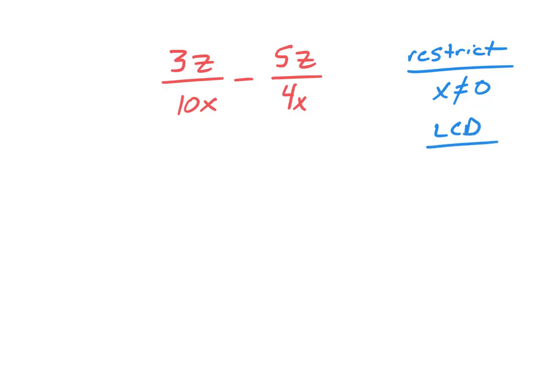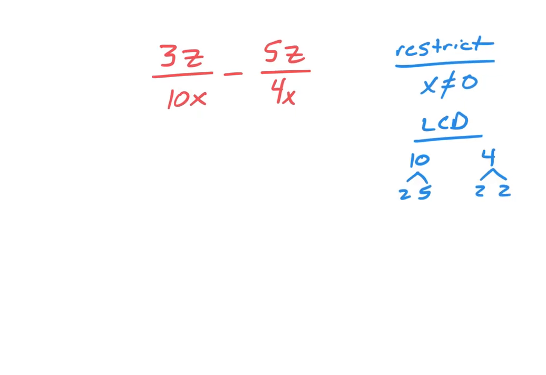The other thing we have to do is decide what our LCD is going to be. Do you want me to show you the prime factorization way of doing the LCD, or do you want to stick with just finding factors? I'll show you this one and you can decide. What does 10 break into? 5 and 2. What does 4 break into? 2 and 2.